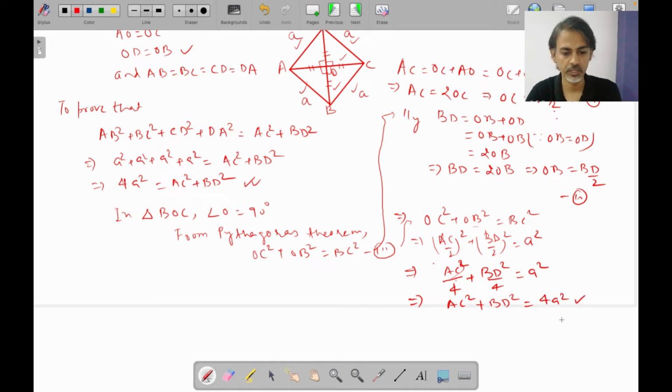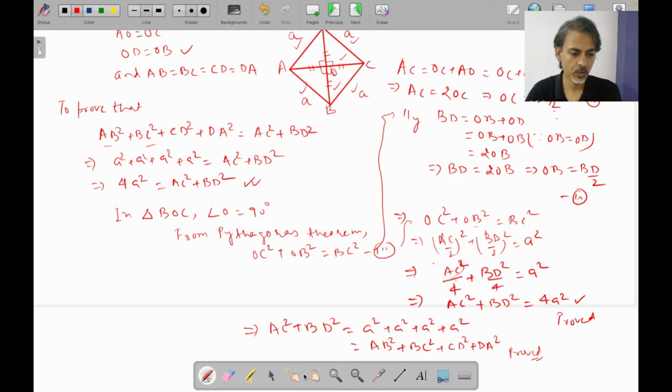This is what we needed to prove, and this is proved. We could have written it in any other way as well. If you wanted to write it like AC square plus BD square, we could have also written A square plus A square plus A square plus A square, and this was nothing but all these sides are equal, so we could have written AB square plus BC square plus CD square plus DA square. So yeah, we could have written it in any ways.